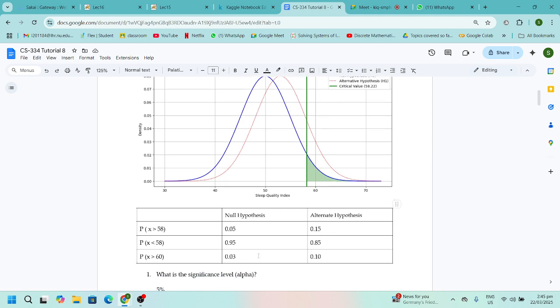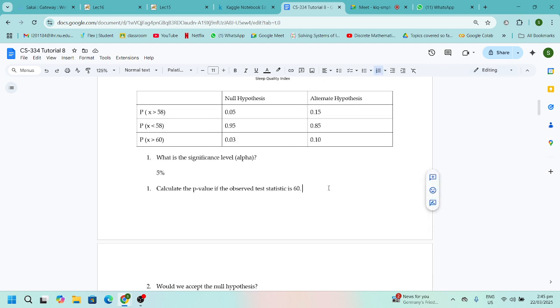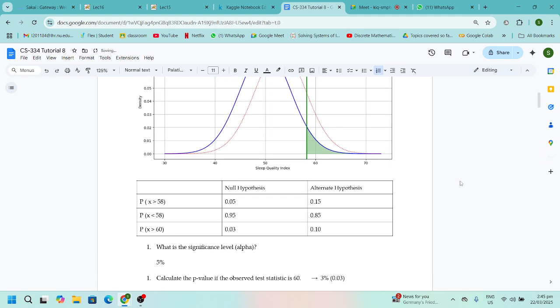So that is actually 0.03, which means that I have a p-value of, I'm just gonna write this over here, a p-value of 3% or 0.03. Are there any questions at this point?